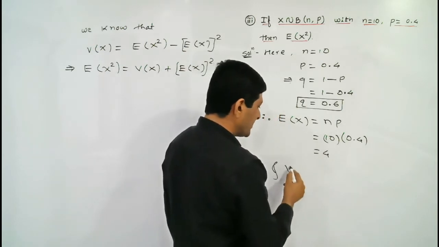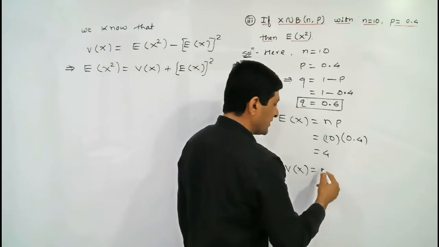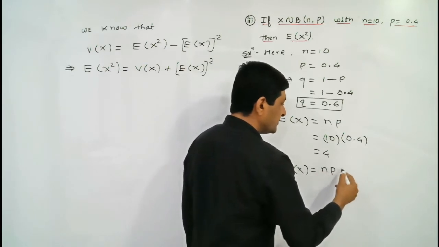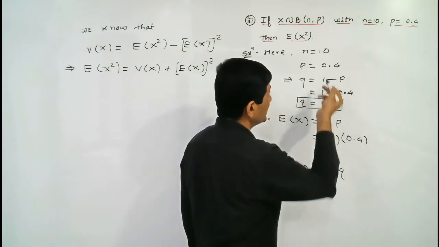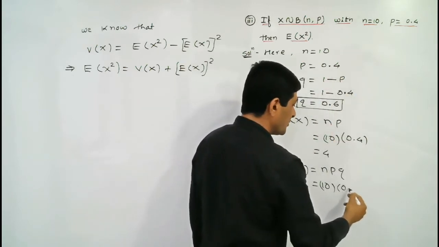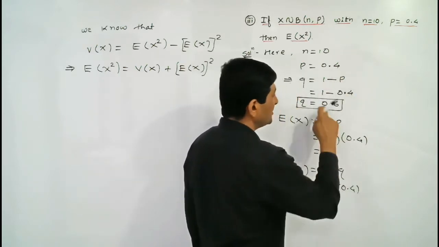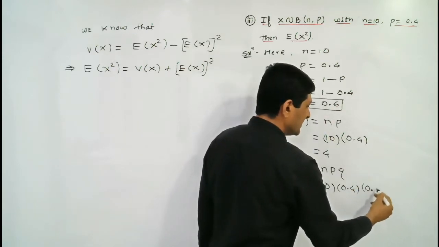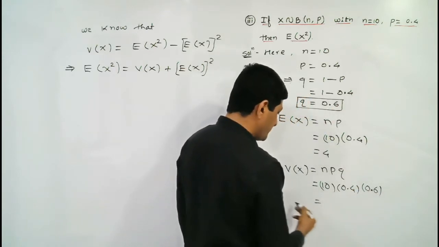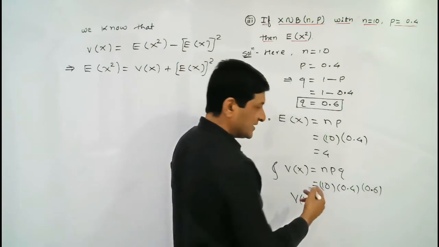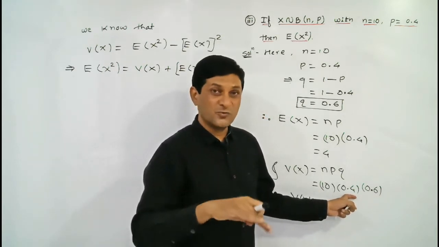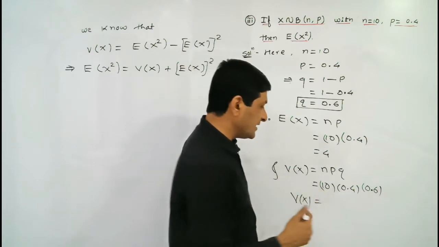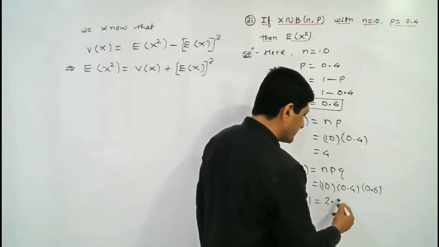And later on find out V of X. What is the formula to find out V of X? npq. n is equal to 10. p is equal to, what is the value of p here? 0.4. And what is the value of q here? 0.6. Now simplify it and check what value of V of X we are getting here. Now 0.6 into 0.4 will be 0.24. 0.24 into 10 will be equal to 2.4.